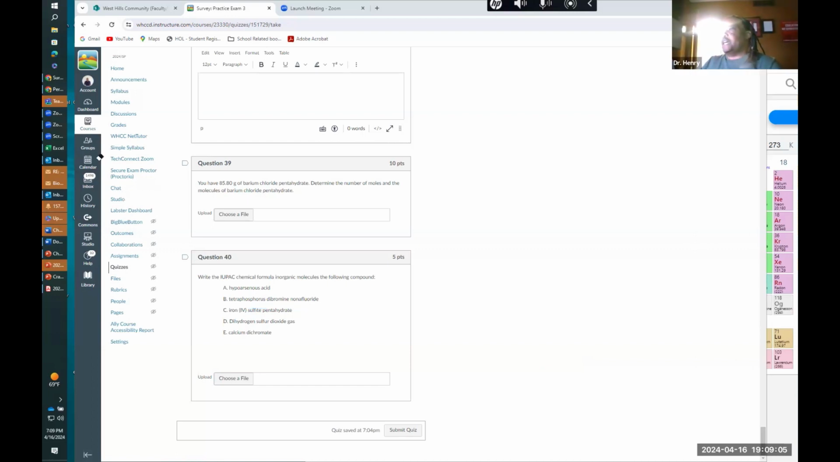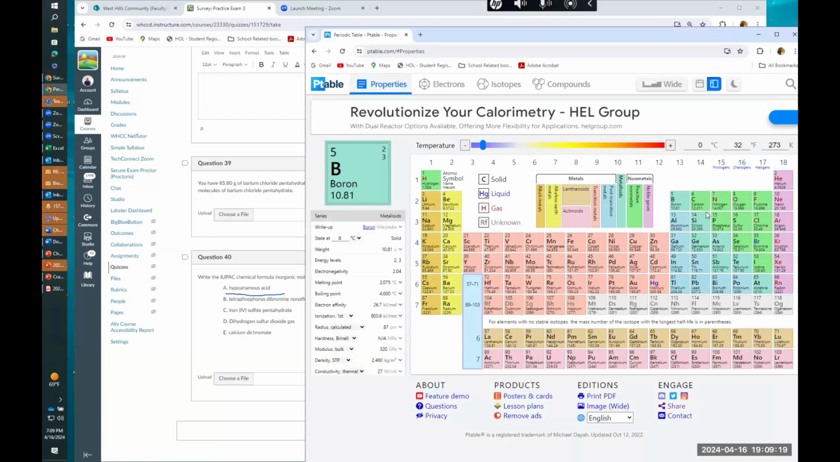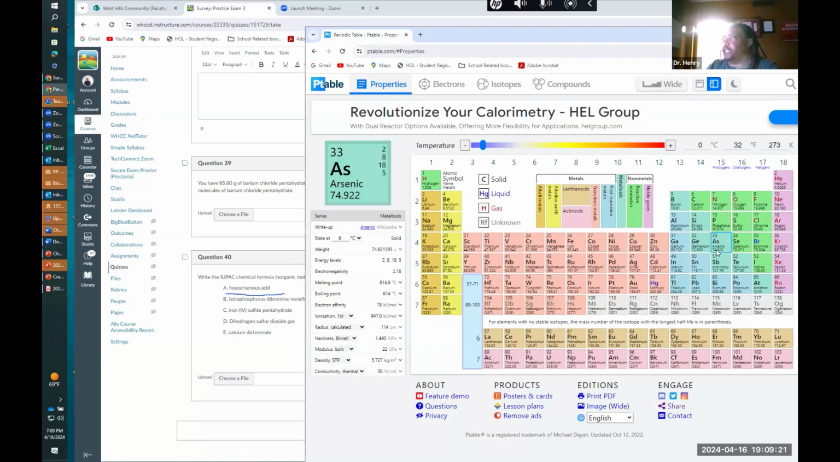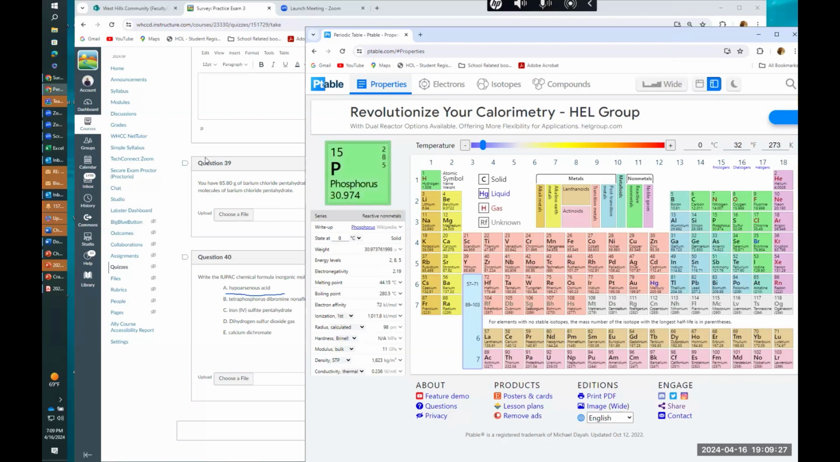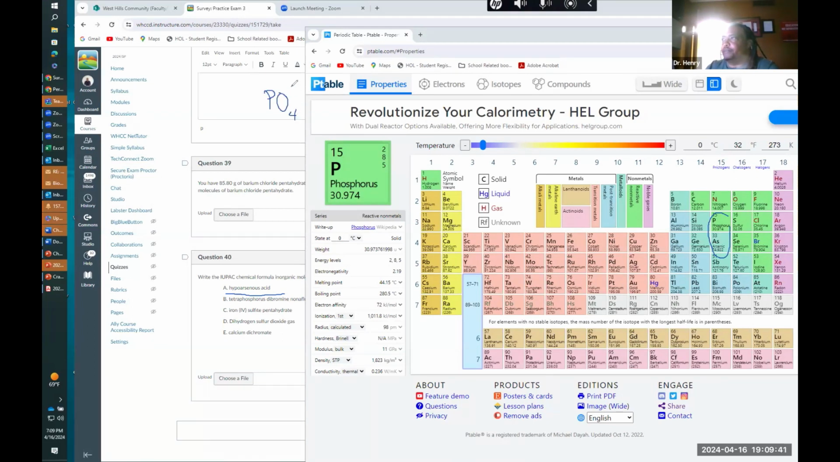Okay, so this guy is called hypoarsenous acid. So now this is playing off of what we talked about, arsenous, right? Arsenic is in the same group as phosphorus, right? So if we had phosphorus, then we know that it's going to be similar to phosphate. PO4 is phosphate, and that has a minus.